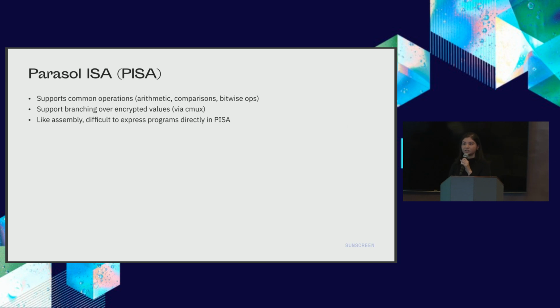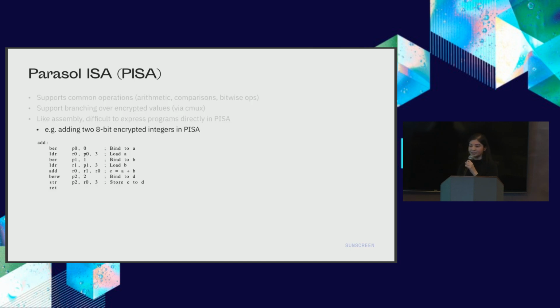So a little bit about the processor itself. We have our own ISA, which we've called the Parasol ISA, nicknamed PISA, and it supports all the common operations you might expect out of an ISA. We have arithmetic, comparisons, bitwise operations over any mix of plain text and encrypted data. We're also able to support branching over encrypted data via the CMUX operation from TFHE. And we don't intend for engineers to code directly in PISA. This is quite hard. So this is an example program of what it looks like if you want to code directly in PISA. It's pretty similar to working with assembly and not a nice experience.